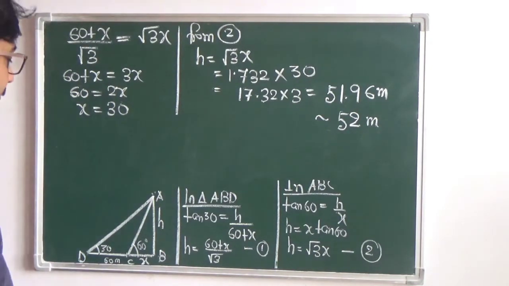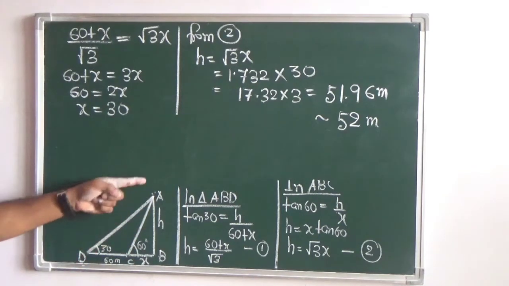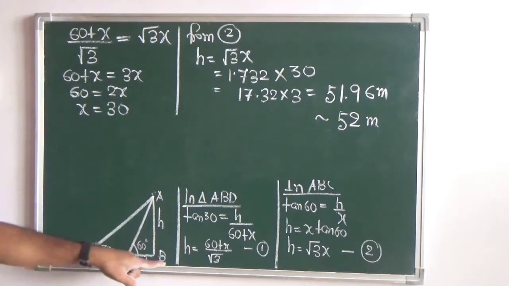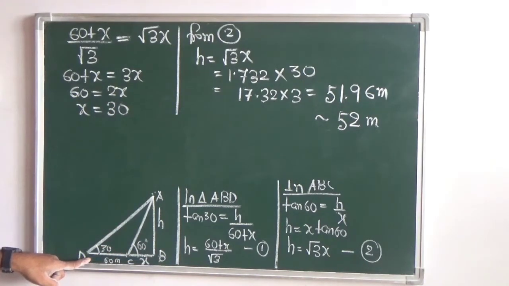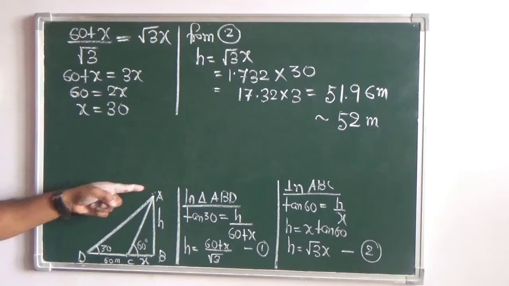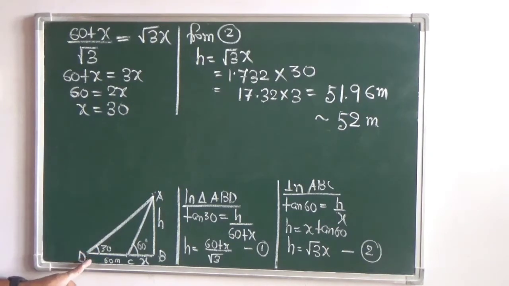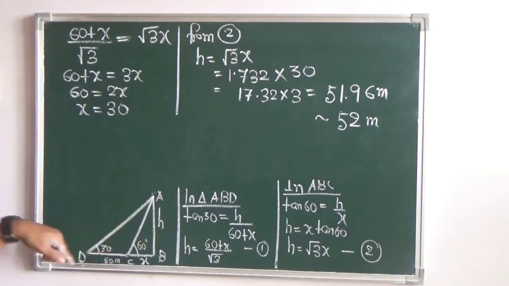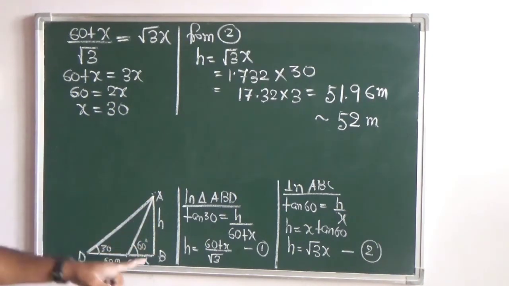So hopefully you have understood. This is the triangle, the diagram. ABC and ABD are the triangles. This is the building. The person is at the point D. When he looks at the point A, the angle of elevation is 30. Then he moves 60 meters towards the building, and from there when he looks at the point A, the angle of elevation is 60. We need to find the height of this building. We have two right angle triangles, ABC and ABD. In triangle ABD, tan of 30 degrees is h by 60 plus x, and from this triangle tan of 60 is h by x.